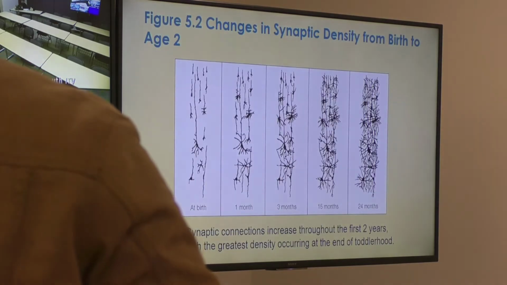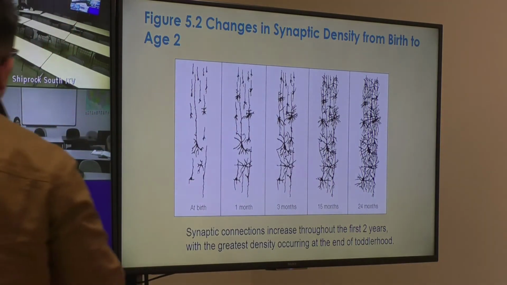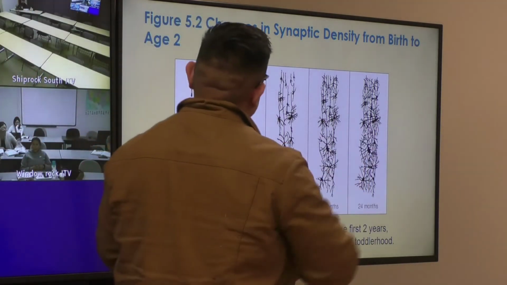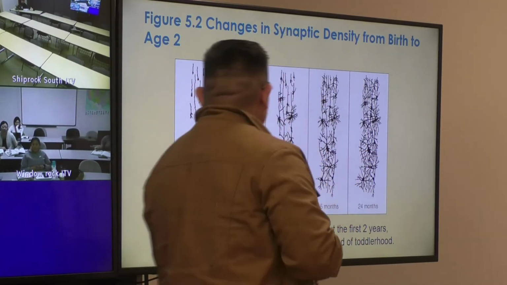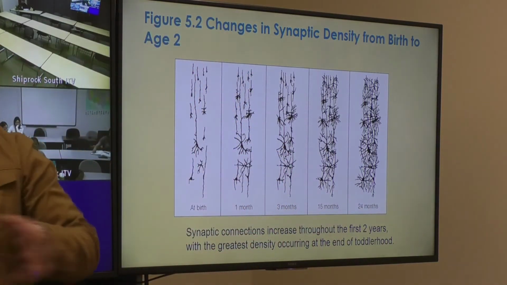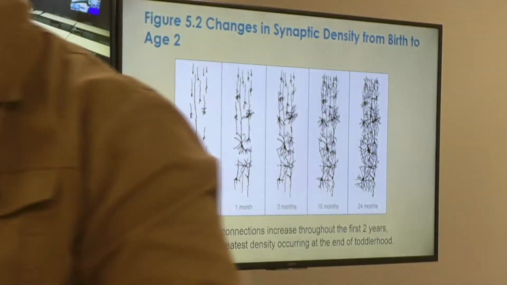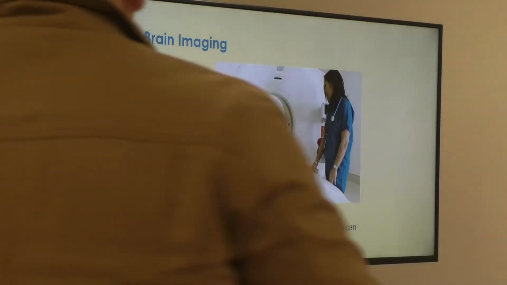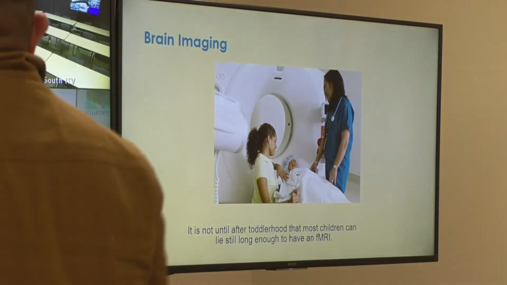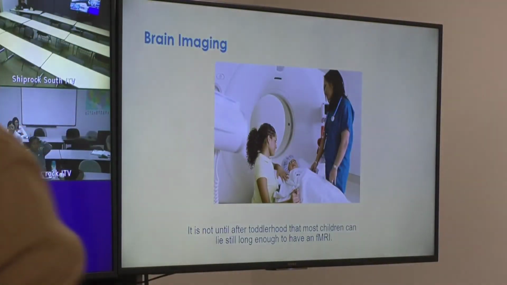So, changes in the synaptic density. You're noticing synaptic connections increase throughout the first 2 years. And we saw this from the previous slides, and you're seeing it at birth, first month, 3 month, 15 month, 24 month. One of the big things is the density happens. Why? Because there's more synaptic connections. Information is processed quicker. Information is firing across the board. Brain imaging: it's not until after toddlerhood that most children can lie still long enough to have an fMRI. The child is in that stage where it's like, I have to move, I have to keep moving.